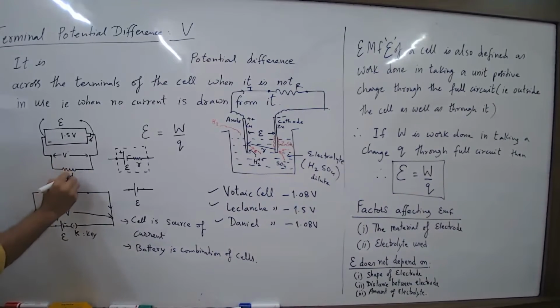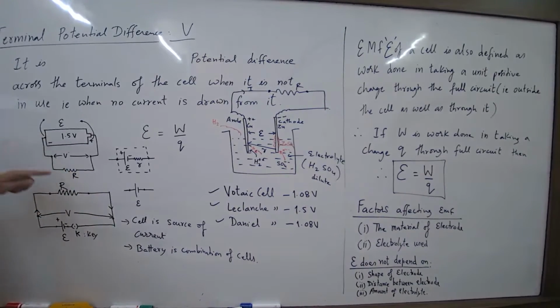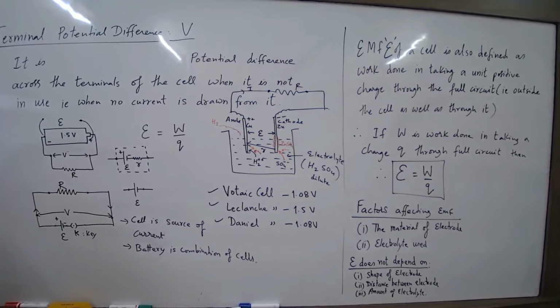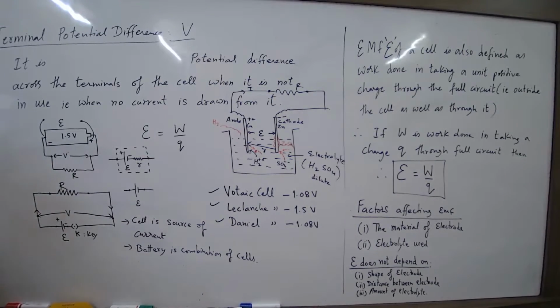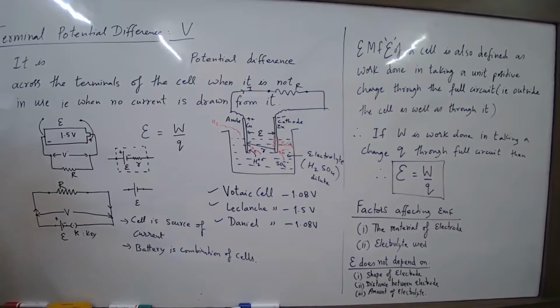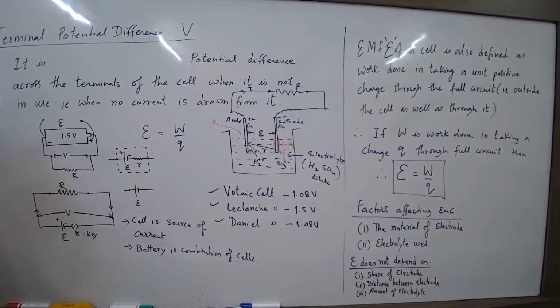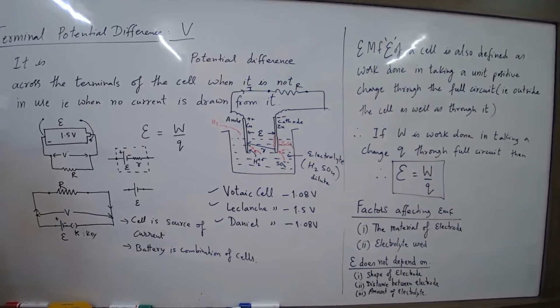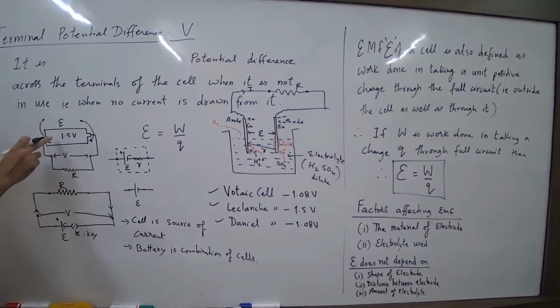See, the situation has now changed. Now the cell is connected to the external circuit. So it is the opposite of EMF. Both are potential difference only in different situations. One is the potential difference, that is the full potential difference.